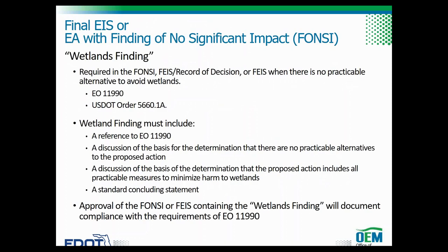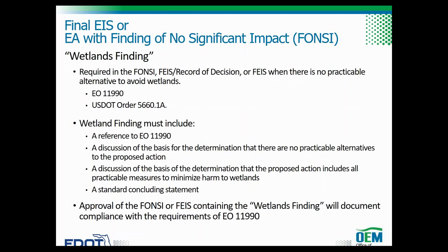When there is no practicable alternative to an action which involves new construction in wetlands, the final document must contain the wetlands finding required by Executive Order 11990 and U.S. DOT Order 5660.1a. This may be a FONSI, FEIS, Record of Decision, ROD, or the FEIS. Approval of the FONSI or FEIS containing the wetlands finding will document compliance with the requirements of Executive Order 11990.